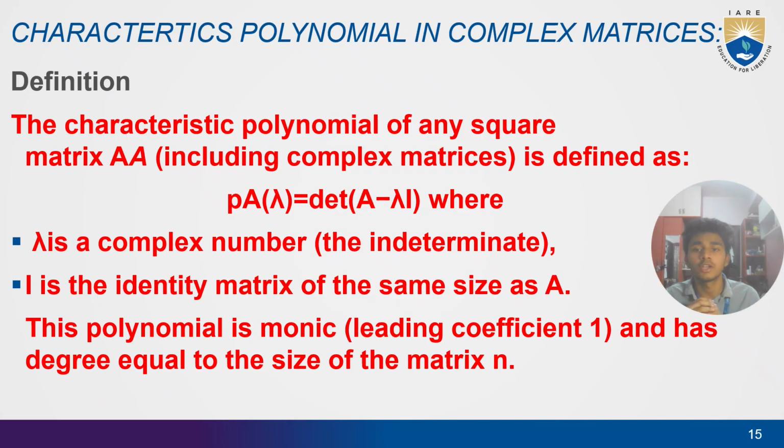Characteristic polynomial in complex matrices. Definition. The characteristic polynomial of any square matrix A, including complex matrices, is defined as p_A of lambda is equal to det(A minus lambda I), where lambda is a complex number, the indeterminate, and I is the identity matrix of the same size as A. This polynomial is monic. The leading coefficient is 1 and the degree is equal to the size of the matrix, n.